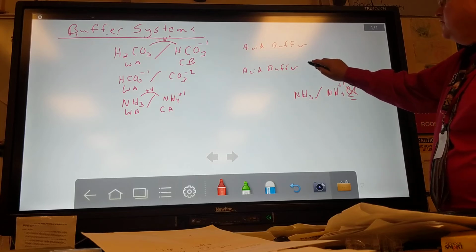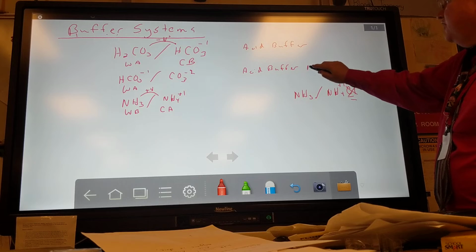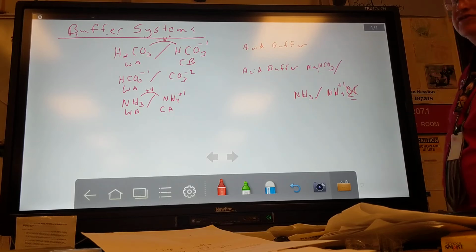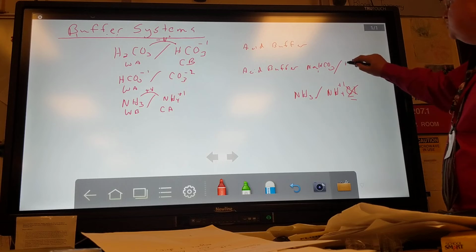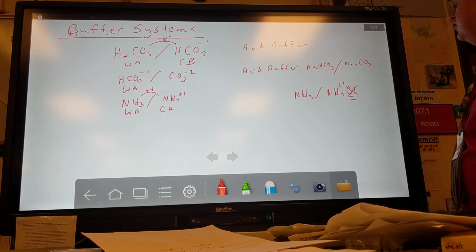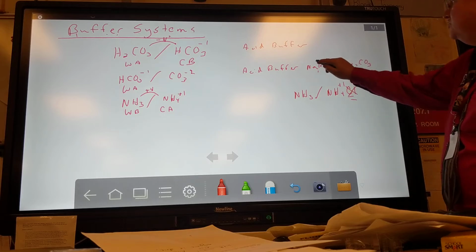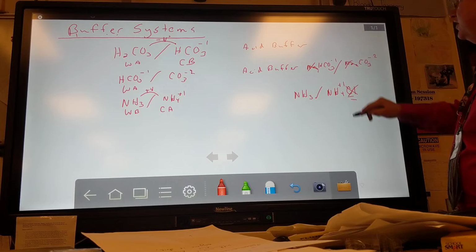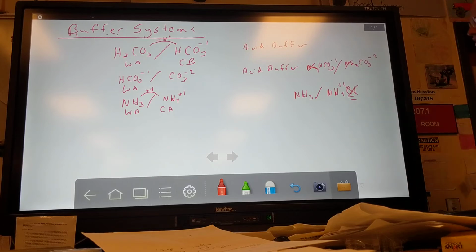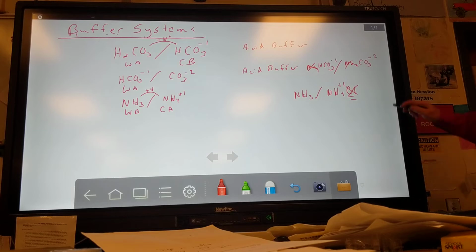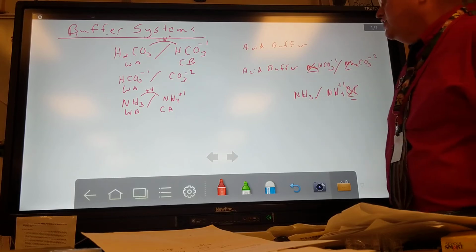If you had this system, you could have like sodium bicarbonate, baking soda, and sodium carbonate, which would be soda wash. In this case, you want to ignore the sodium because the sodium is only a spectator ion and it's not involved in the equilibrium. So when you get used to seeing buffers, you have to learn to disregard your spectator ions. Okay.